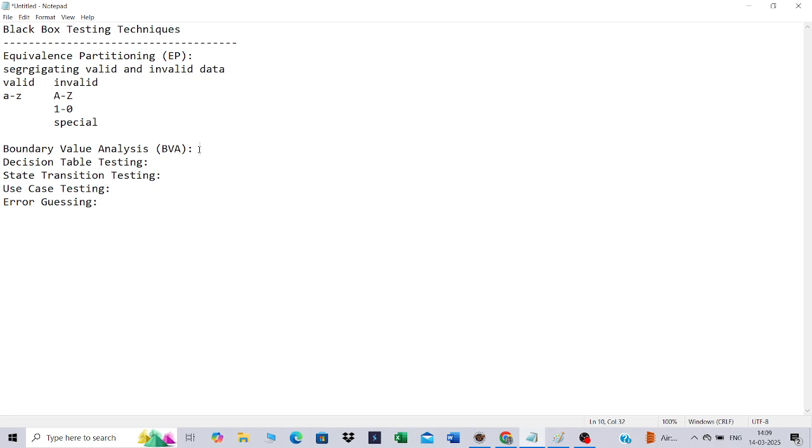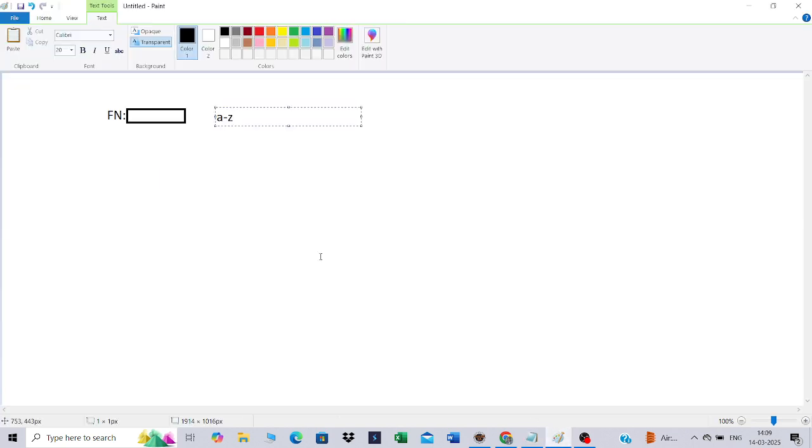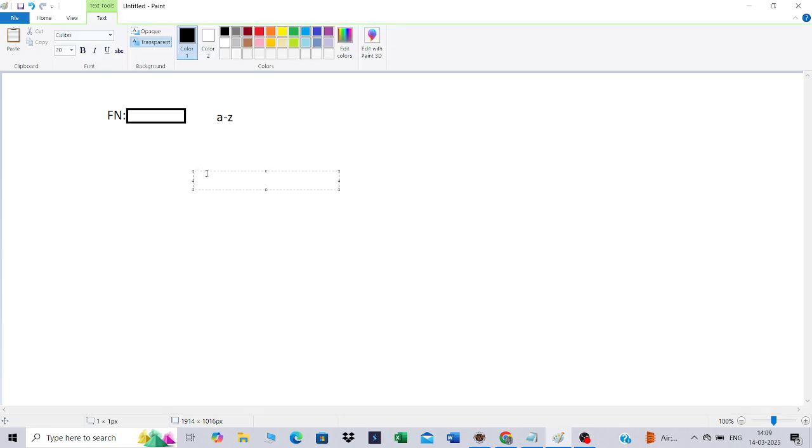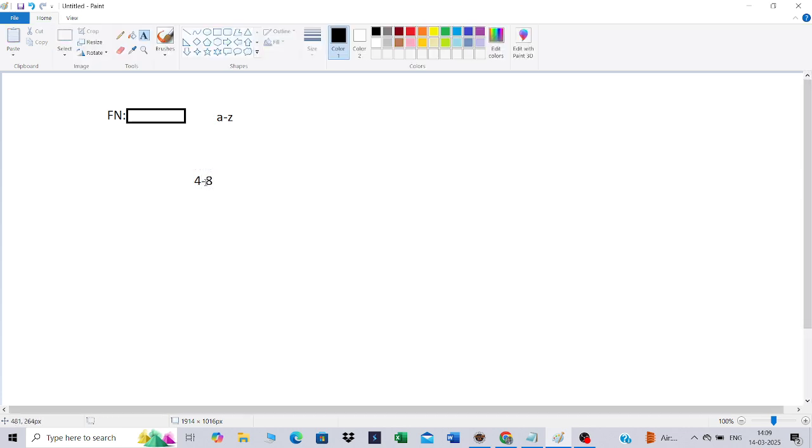So then comes boundary value analysis. What is boundary value analysis? Boundary value analysis is mainly concentrating on the boundaries. Say for example, coming back to the same example, if it is a first name, what is the boundary value? Say assume that it is expecting 4 to 8 characters. So what is the boundary here? 4 is the boundary and 8 is the boundary.